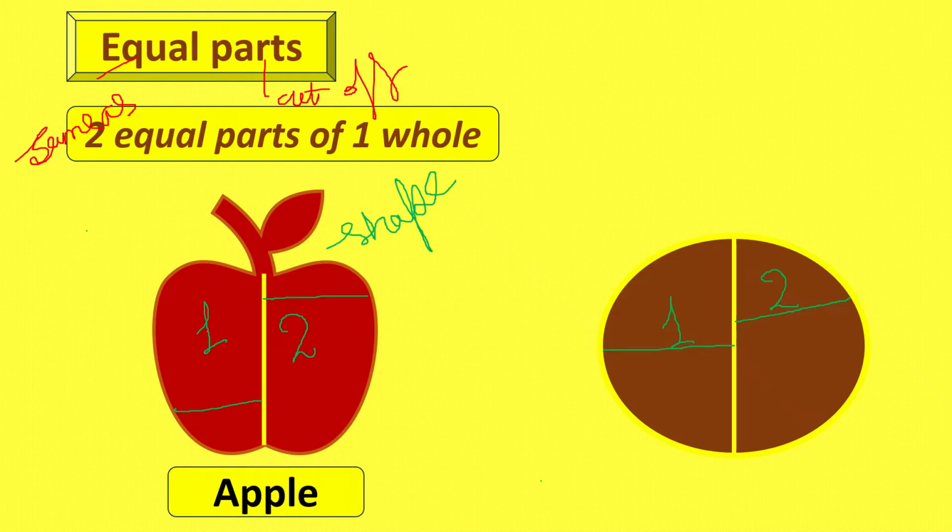And when we cut it, we get equal parts, and both look the same. I hope you now properly understand equal parts of a whole.